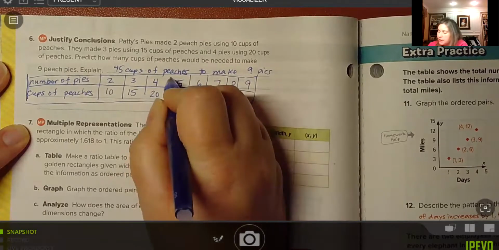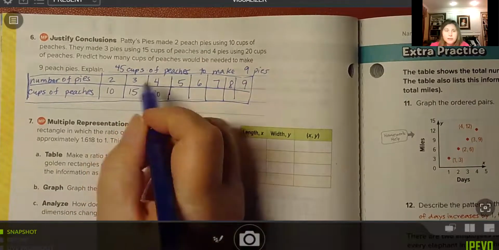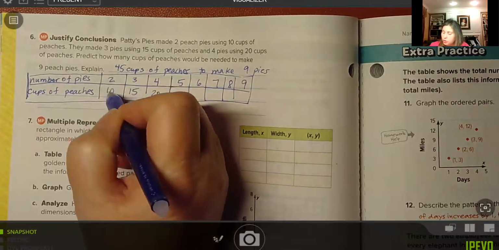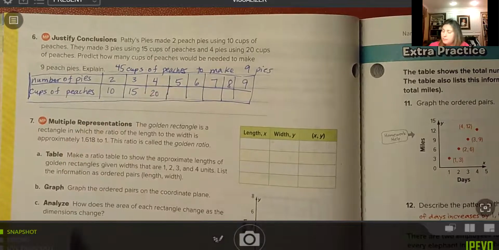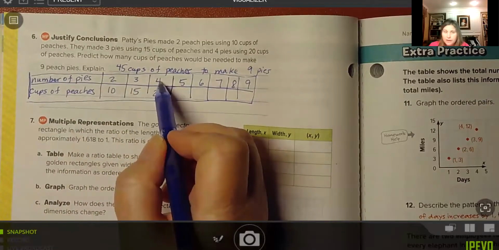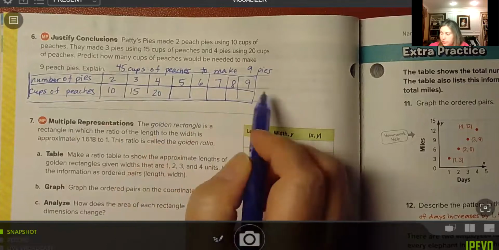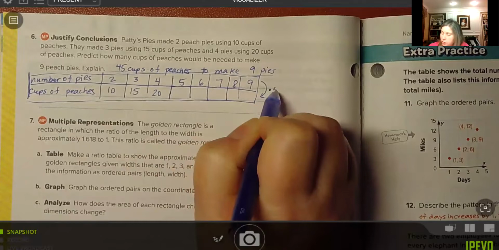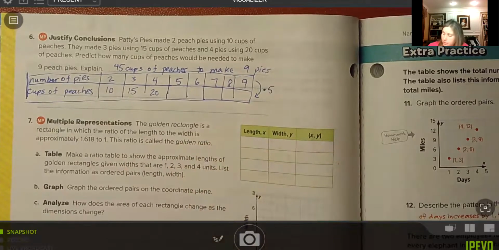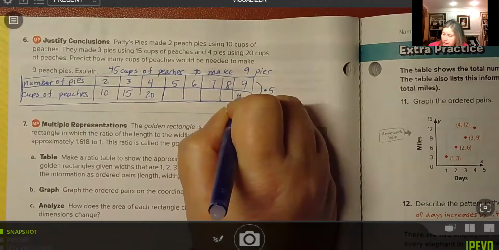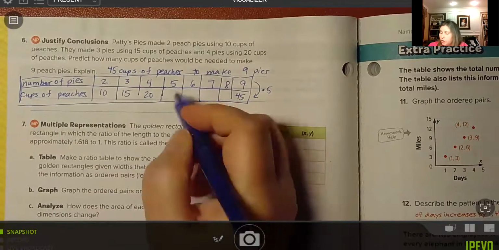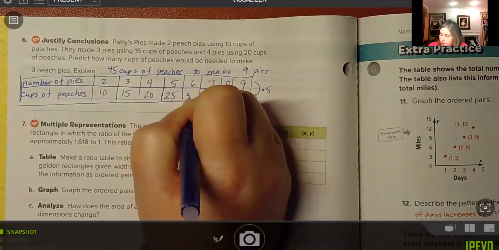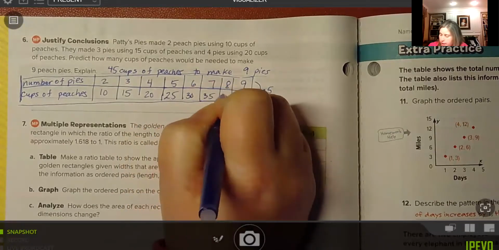Okay, and then we can see a linear relationship first of all, but we can also see this times 5 ratio. So 2 times 5 gives you 10, 3 times 5 gives you 15, 4 times 5 gives you 20. We can jump all the way down here to 9. We see that times 5 in our ratio table. That's our rule. So 9 times 5 is 45. We can go ahead and do that for all of these. This would give us 25, 30, 35, 40, and 45.